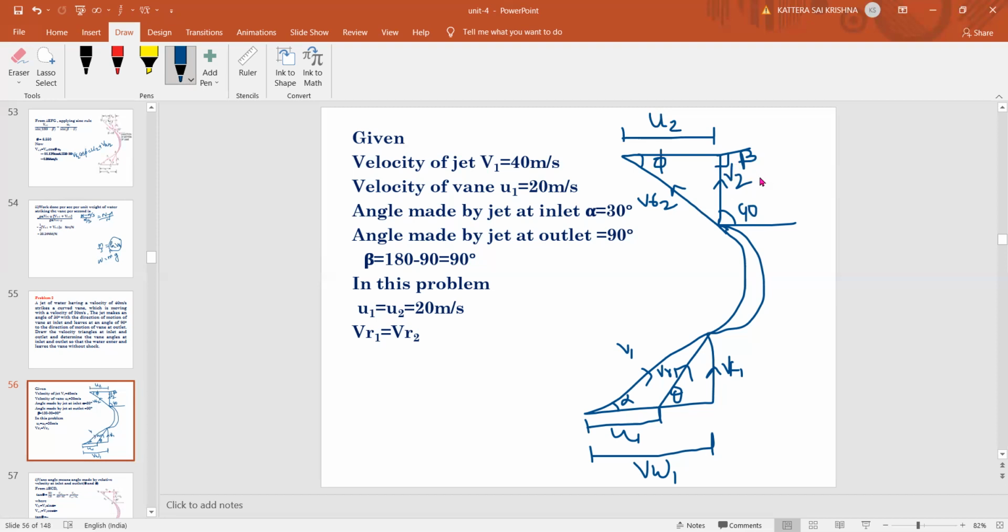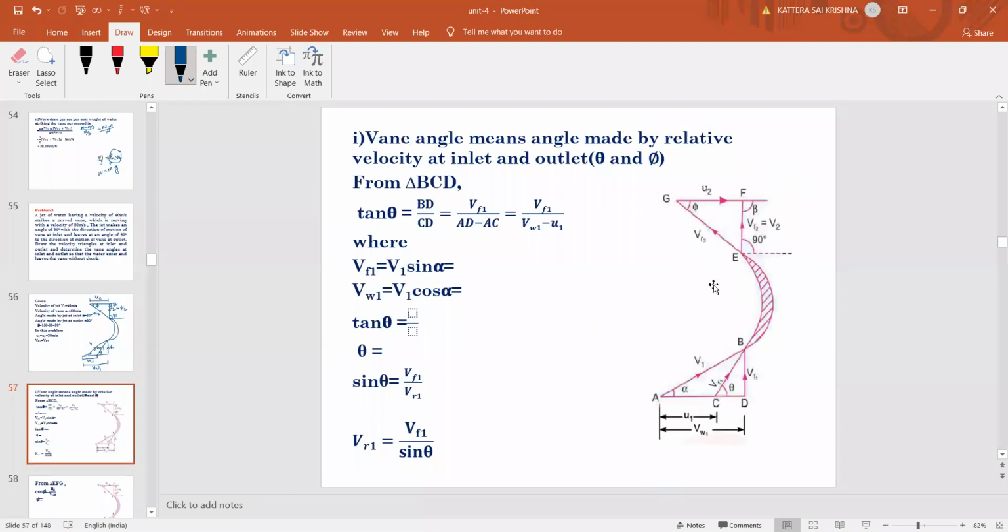So here you can write V2 equal to VF2 also. Both are the same. Any doubt here? How to draw this? Roughly you can also draw. In the next slide I'll show the diagram anyway.